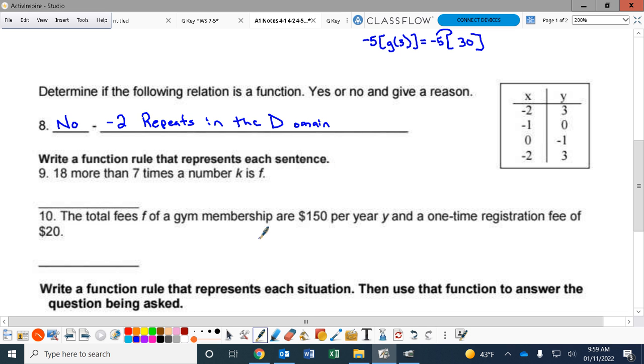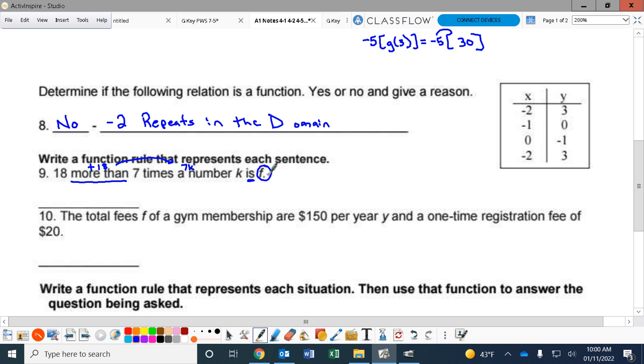Okay, next one. For number 9. It says, write a function rule that represents each sentence. Guys, 18 more than. Okay, more than means you're going to be adding 18, but it's going to be at the end. Okay, 18 more than 7 times the number k. So 7 times the number k would be 7k. And it says is f.